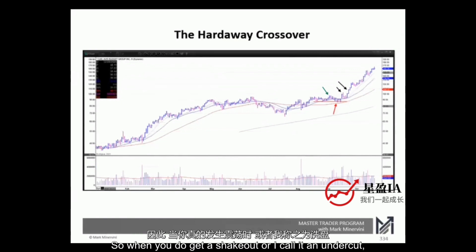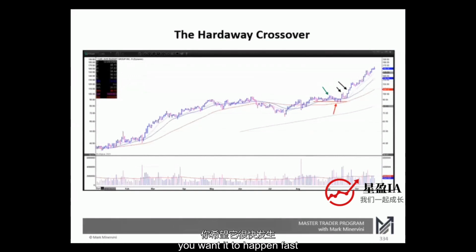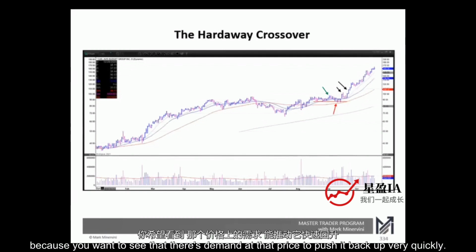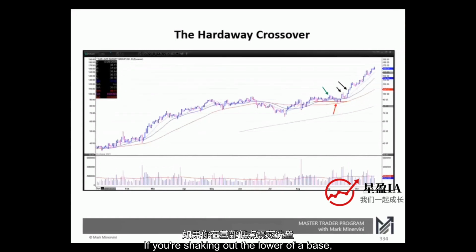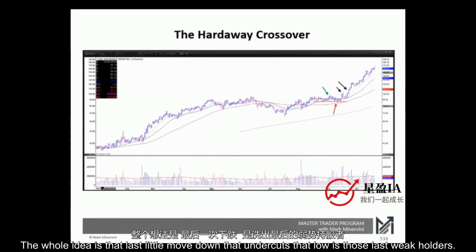So when you do get a shakeout, or I call it an undercut, you want it to happen fast, because you want to see that there's demand at that price to push it back up very quickly. And that's a fantastic point and tip, and goes with all undercuts, all shakeouts. If you're shaking out the low of a base, you're shaking out the right side in a handle, or below the pivot, the whole idea is that last little move down, that last move that undercuts that low, is those last weak holders.